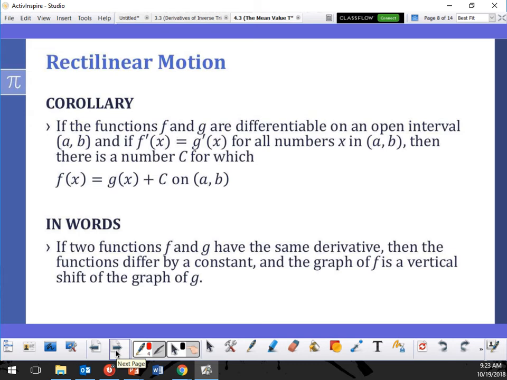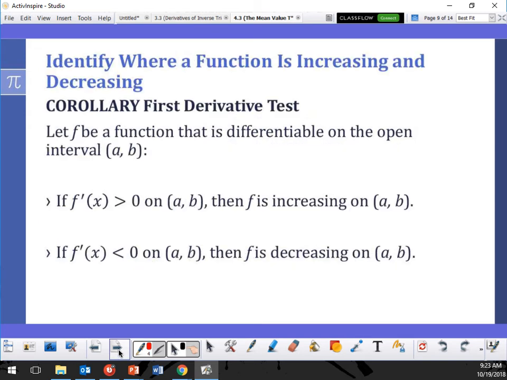If two functions F and G have the same derivative, then the functions differ by a constant, and the graph of F is a vertical shift of the graph of G. So it's going to mean that the lines should be parallel. Okay.